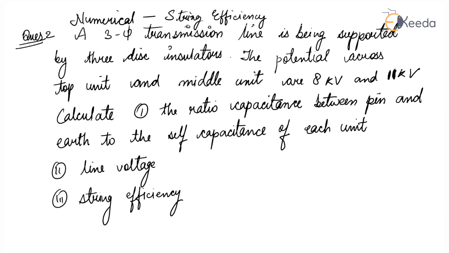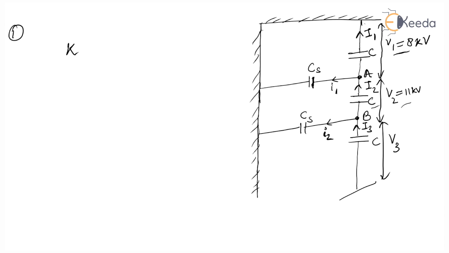Now, calculate the ratio of capacitance between pin and earth to the self capacitance of each unit. We know that the capacitance between pin and earth is the shunt capacitance. The ratio of shunt capacitance to the self capacitance is K. So first, we have to find out K. Second, we have to find out the line voltage, and third, we have to find out the string efficiency. First, find out K, the ratio of shunt capacitance to self or mutual capacitance.